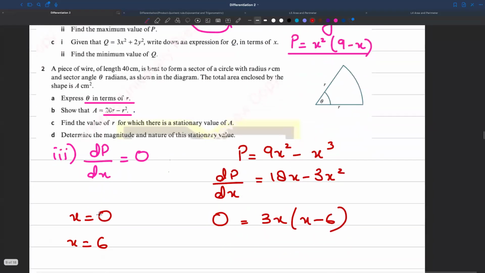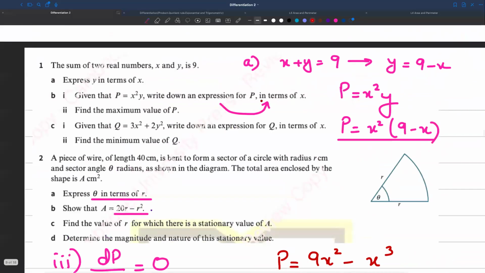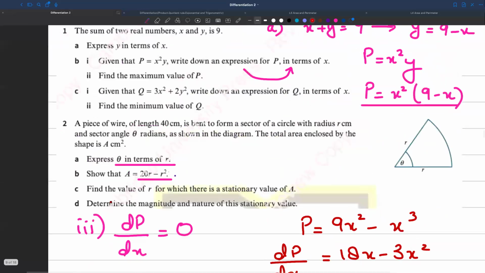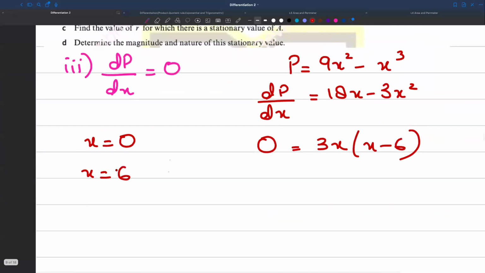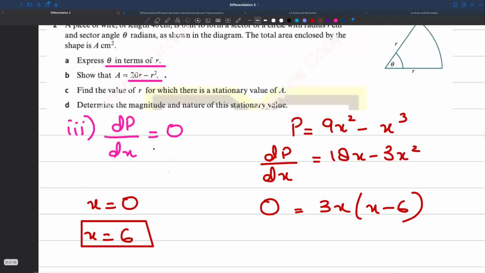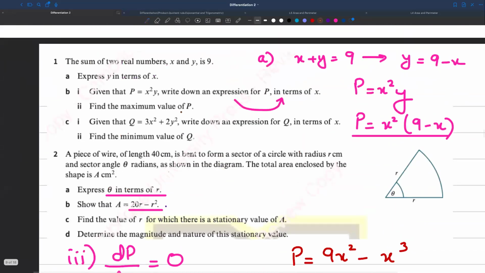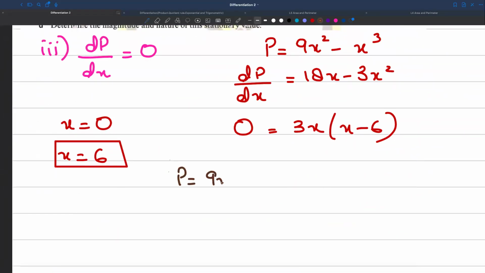But a very important point now. Obviously, x cannot be 0, right? Can it be 0? I don't think x can be 0. So in this case, x is 6. The question, be very careful, is asking for the maximum value of p. What I know is that p is equal to 9x squared minus x cubed. So when at the maximum point x is equal to 6, the value of p will be whatever you calculate from this. Be very careful with this.